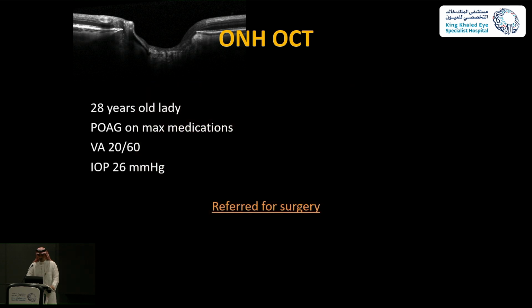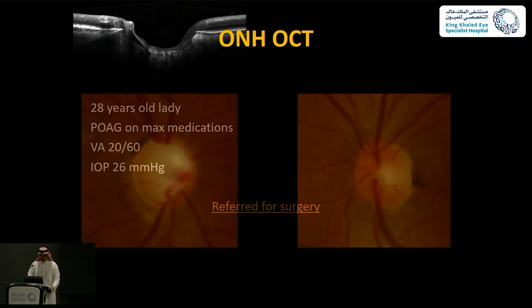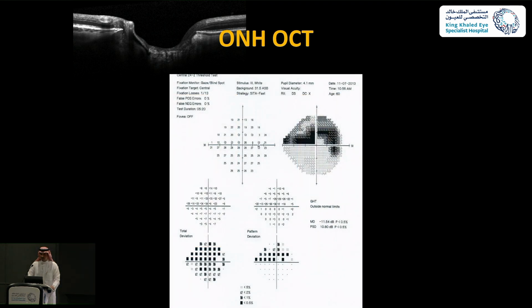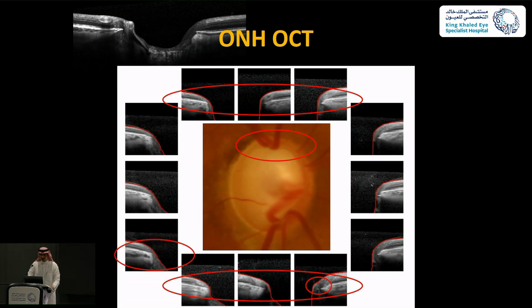A third example showing us a 28 years old lady with primary open angle glaucoma on maximum medication with a visual acuity of 20/60 and a pressure of 26 was referred for surgical intervention. So that's a patient who is having unilateral glaucoma, normal optic nerve head on the other eye. That's the corresponding visual field changes.